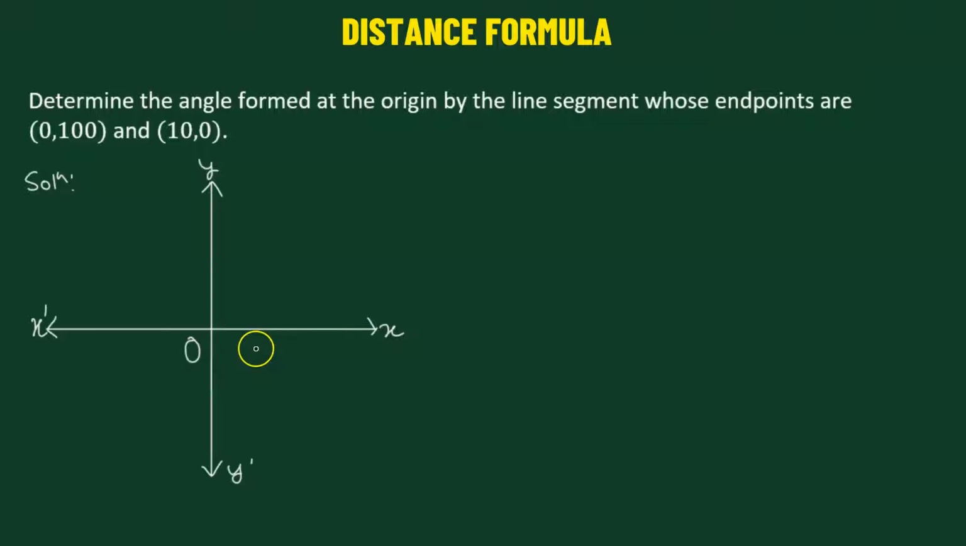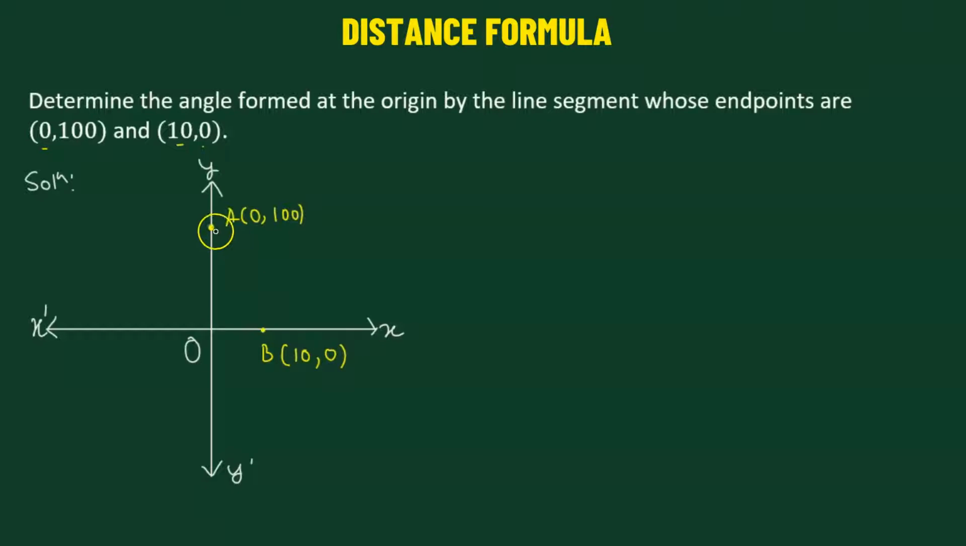Let's try to plot the point (0, 100) on the axis. So (0, 100) means the x coordinate is 0, whereas the y coordinate has a value 100 along the positive y-axis. Let us suppose that this corresponds to point A with coordinate (0, 100). Then the other point (10, 0), since it has only an x coordinate value and no y coordinate value, is going to lie on the x-axis. So let us suppose that this is the point B with the coordinate (10, 0).